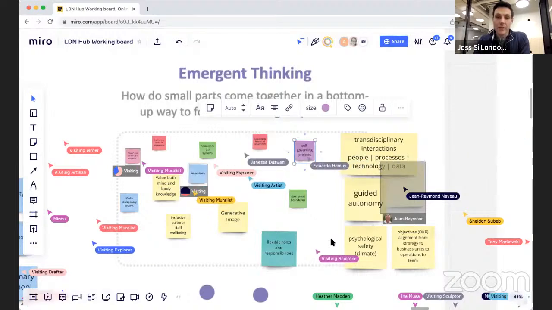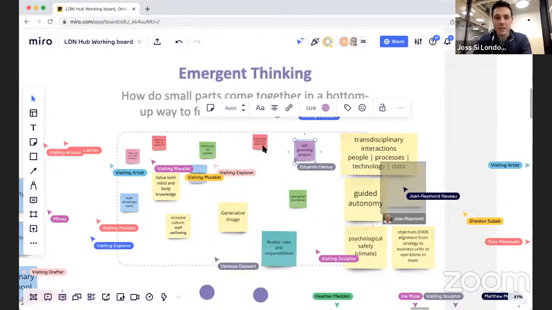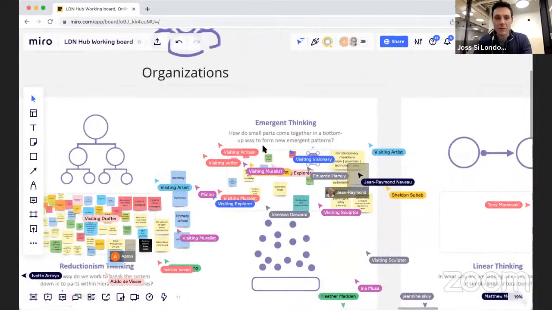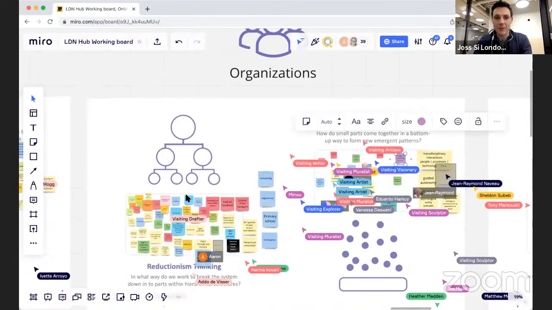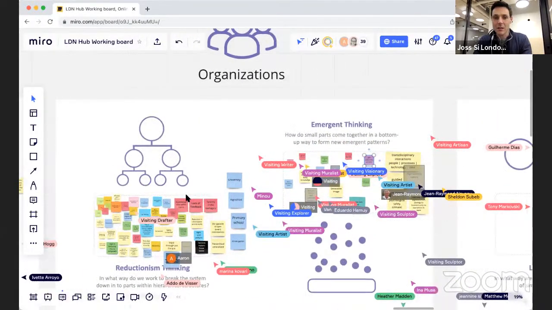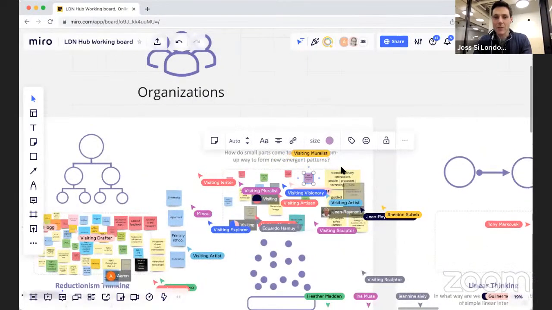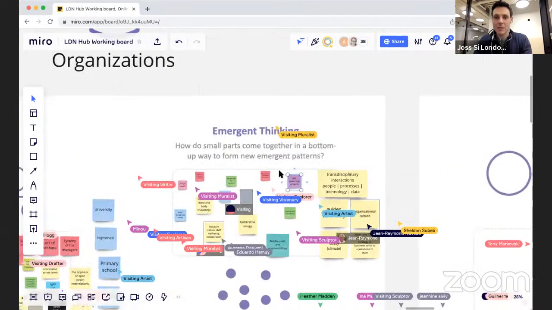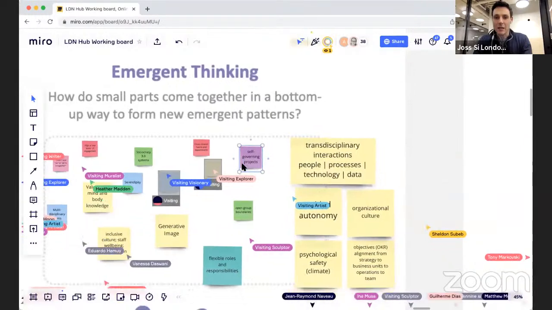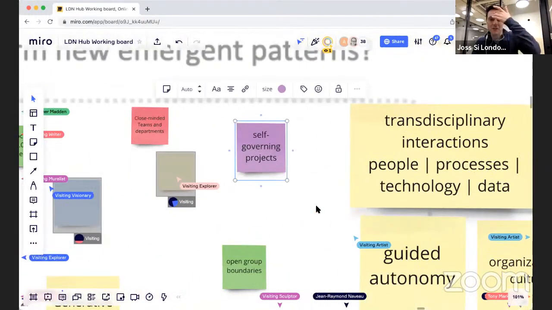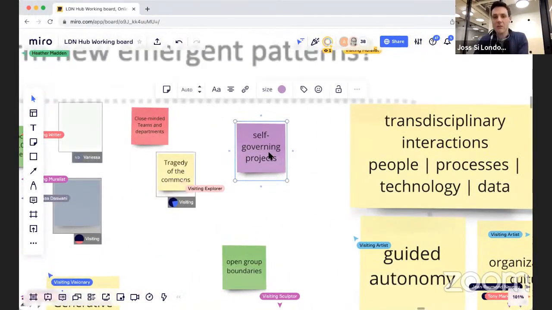So, self-governing projects. We have fewer stickies here. It's a little bit of a difficult question, isn't it? We have lots of stickies over here. Often it's not too difficult to answer what the world looks like in that way. What it looks like in this way can sometimes be a bit trickier. This requires systems thinking. So, self-governing projects.